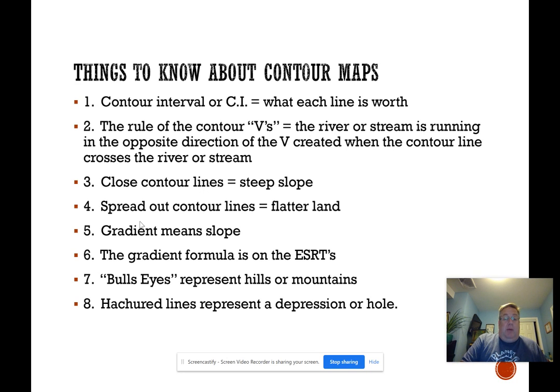Okay, we're going to be doing some problems with something called gradient, which is on the front page of your reference table, and that's basically going to talk about the slope of the mountain. So how high is a mountain going up for a particular amount of distance? When you see a bullseye, that's going to represent a hill or a mountain. And then there's something called hachure lines, which represent a depression or a hole. So when you have a hole in the ground or a canyon or something like that, you're going to have these hachure lines that are going to mark that.